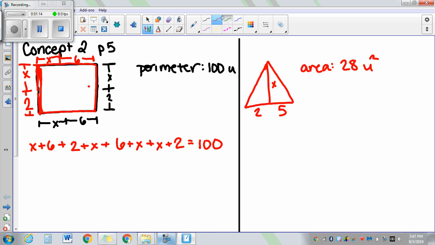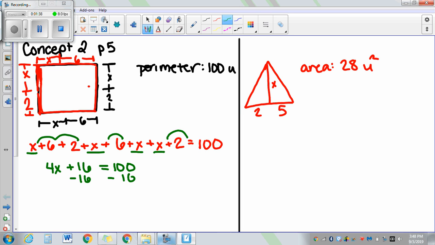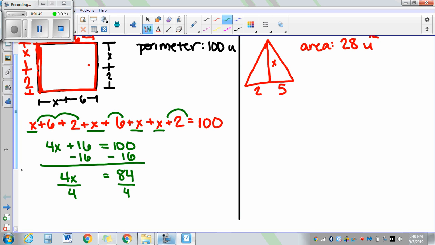So I'm going to start by combining all of my like terms. So I've got x, 2, 3, 4. So that's 4 x's. Plus 6 plus 2 plus 6 plus 2 is going to be plus 16. That's all my like terms over here, equals 100. I'm going to solve like normal. So I'm going to minus 16 from both sides to give me 4x equals 84. Divide by 4, divide by 4, and I get that x equals 21 units.